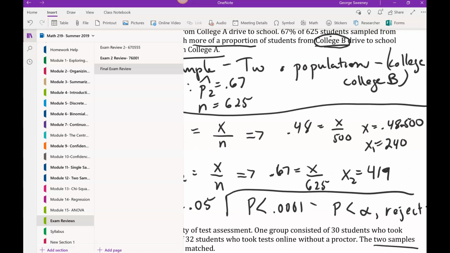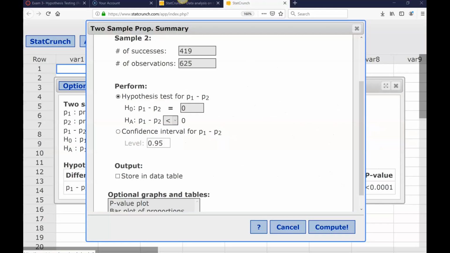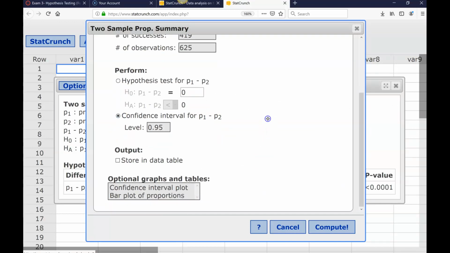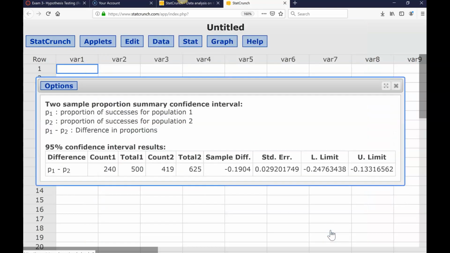So it doesn't actually give me an estimate. Let's use 95% then. So I'm going to construct a confidence interval for the difference. Okay? I'm going to compute. Now that gives me an interval for my difference. The difference is going to be between the lower limit of negative 0.248 and the upper limit of negative 0.133.